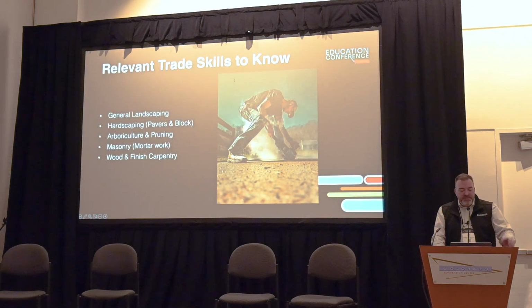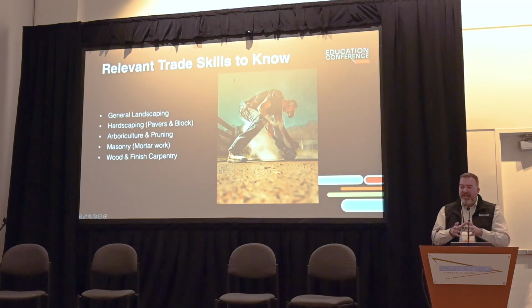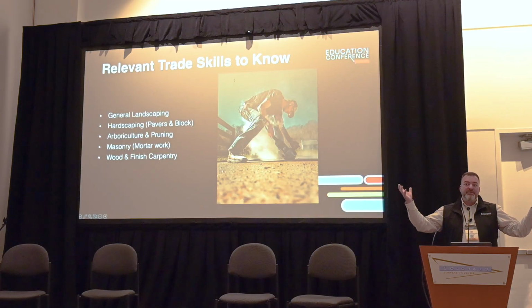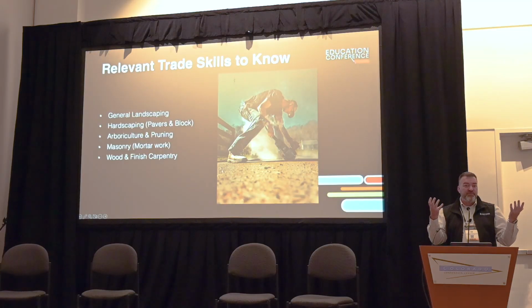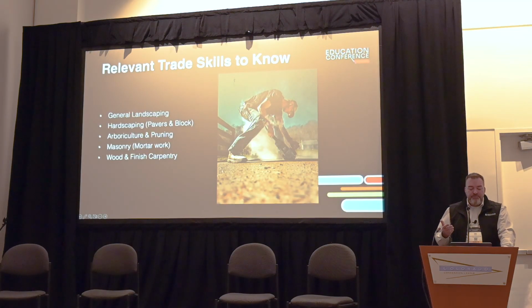Okay? Relevant trade skills to know. General landscaping. If you don't know much about general landscaping, understand how paver systems go together, block systems, segmental block systems. Understand trees, arboriculture, understand pruning. Many times we light trees, they need to be pruned. If you're not comfortable with it, hire an arborist to come out, because you need to open up those canopies of those trees inside to let the light move through. Some are just scrubby, and you think, this is ugly, I don't want to light that. So understand that. Also doing some masonry, knowing how to do mortar work, wood and finished carpentry.